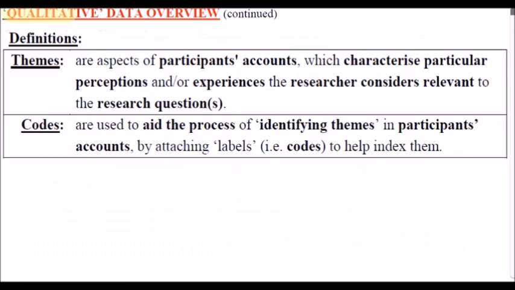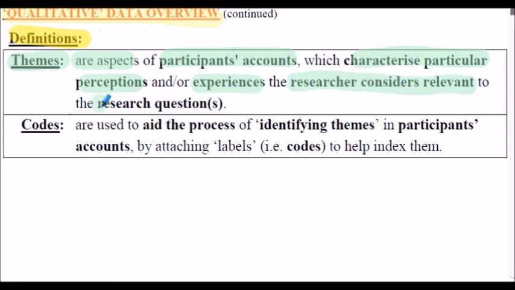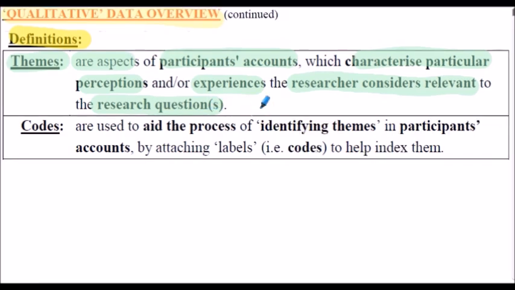Qualitative data overview continued. Here's some definitions. So themes, these are aspects of the participants' accounts which characterise particular perceptions and/or experiences the researcher considers relevant to the research questions.